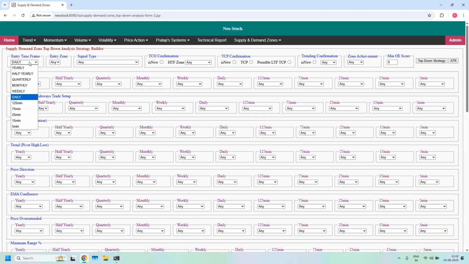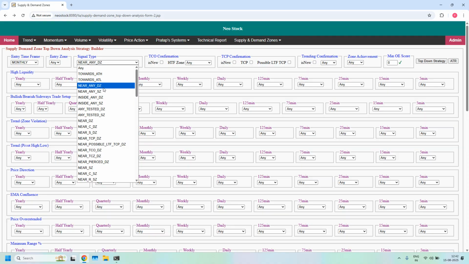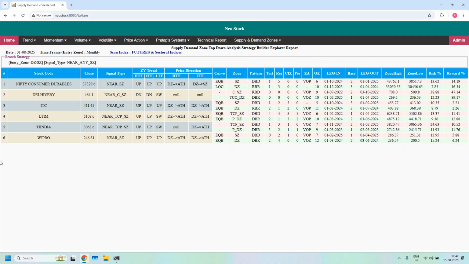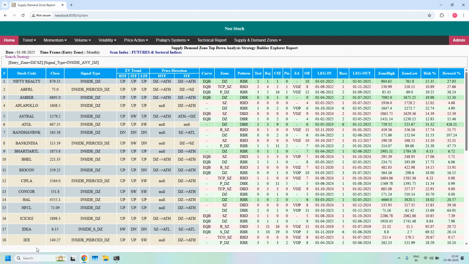Next time frame is monthly. Stocks near to the monthly demand zone, we got 8 stocks. Next, stocks near to the monthly supply zone, we got 6 stocks. Next, price closed inside the monthly demand zone.